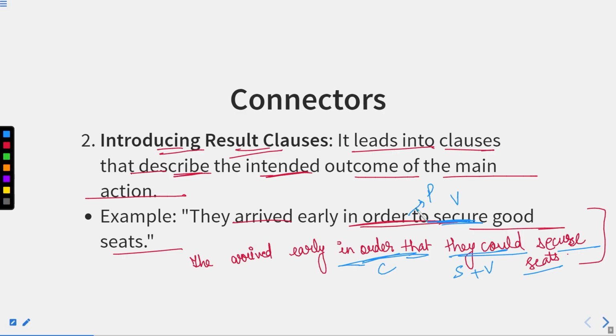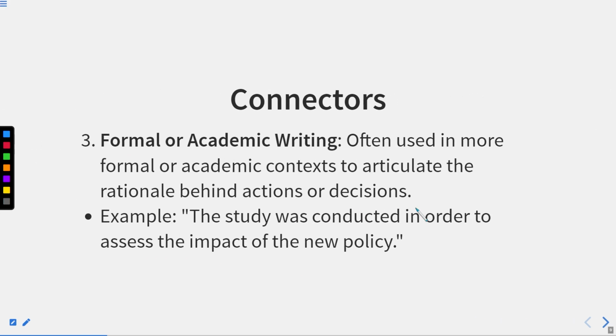We have written the entire sentence with subject plus verb plus object, but in the above sentence we have only written the verb after the preposition "in order to." Okay, so this is the basic difference between the connector being a conjunction or a preposition.